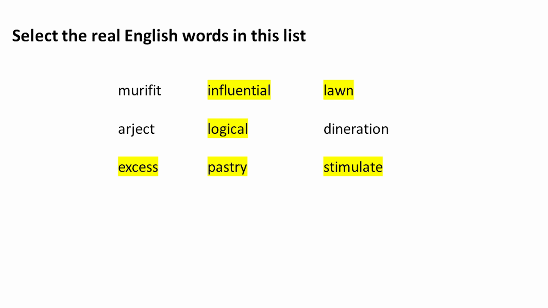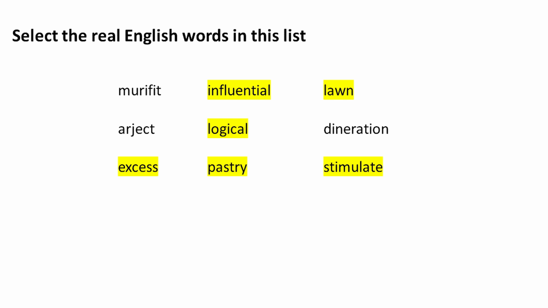So let's take a look at the words that are English words. Influential, it's an adjective, and it means that something has the power to cause change. Lawn is a noun, and it's an area of grass. Usually it's grass around a house or grass in a park. We would call it a lawn. Logical means that something is sensible or reasonable, and that's an adjective. Excess is a noun, and it means that there is more than is needed.